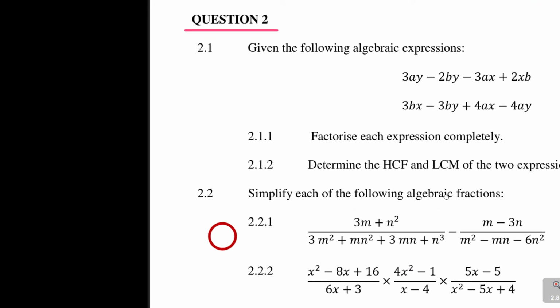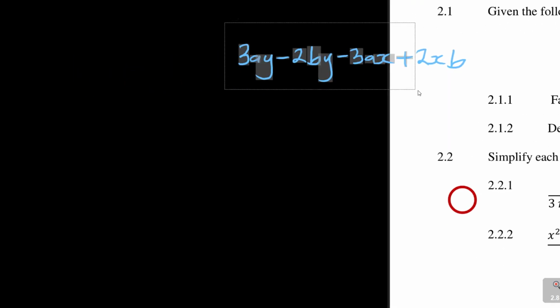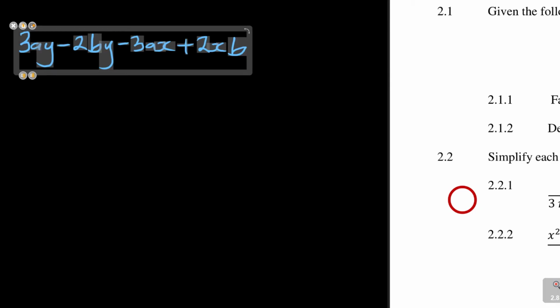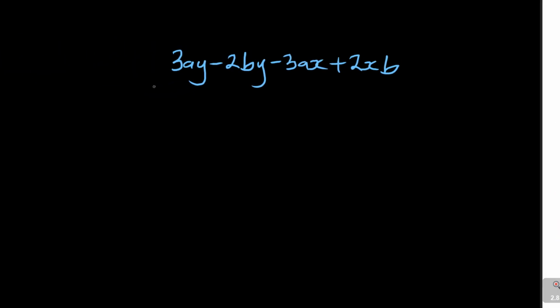But let's move on. Look at this. It says here I must factorize. So what do I have? I've got 3ay minus 2by minus 3ax plus 2xb. What is the question here? Factorize, right? Okay. You do it by grouping.